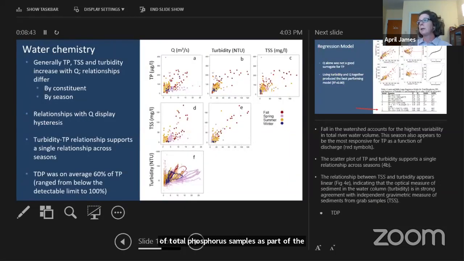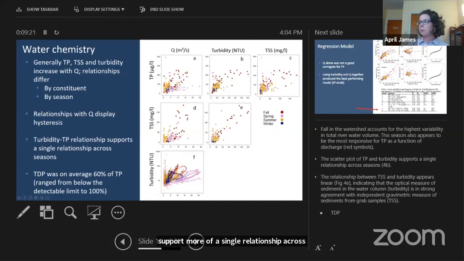For our water chemistry then, here I'm just displaying our water chemistry in scatter plots. Generally, we see total phosphorus, total suspended solids, and turbidity increase with discharge that we can see here in this column. Although the relationships differ by constituent and by season, we see clearly there are relationships with discharge displaying hysteresis. The turbidity-TP relationship tends to support more of a single relationship across seasons.